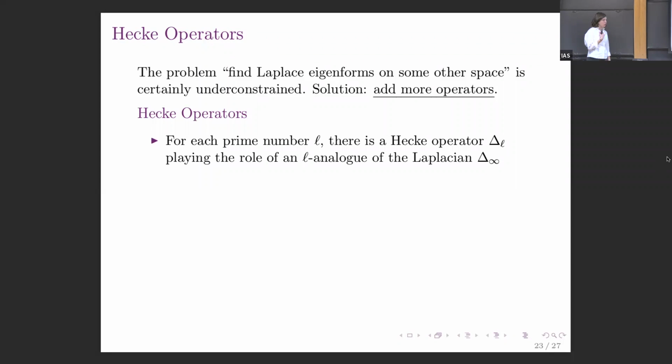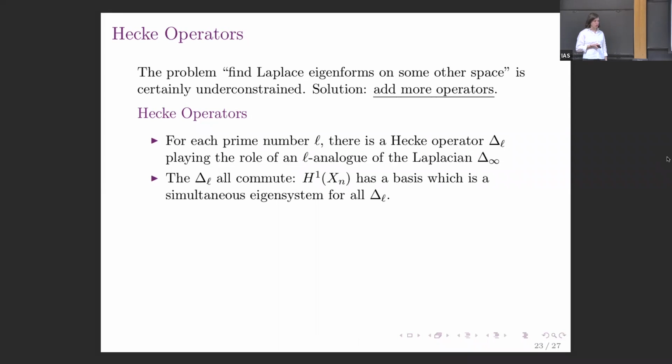So I'm a number theorist. The reals are but one completion of the rational numbers. There's a different completion for each prime p. And so for me, the Laplacian, which comes from the smooth structure, the real thing, has a p-adic analog. So I keep saying prime number p, but here it's prime number l because we've already reserved p for the level of the tower. For each prime number l, there's a Hecke operator which plays the role of an l-adic analog of the Laplacian. All these operators commute.